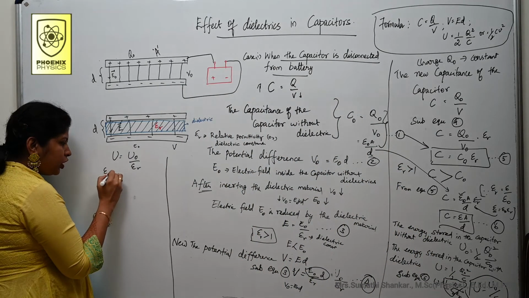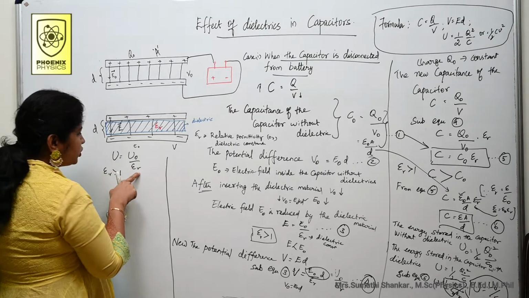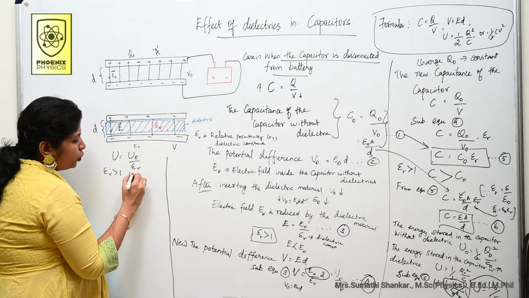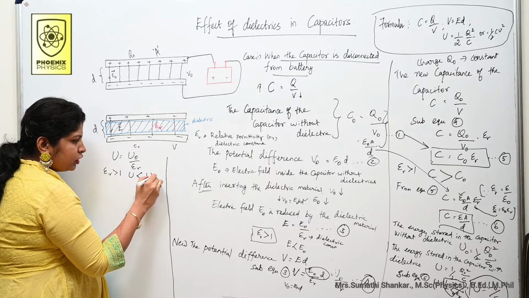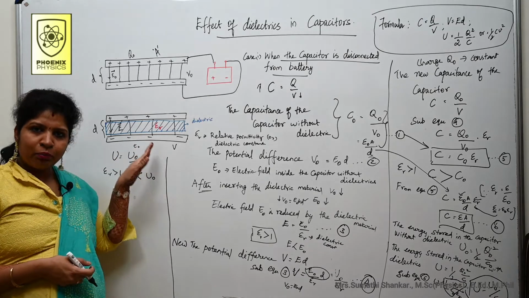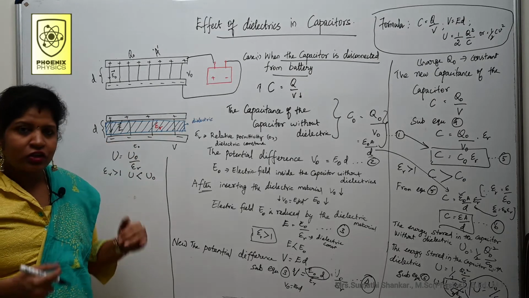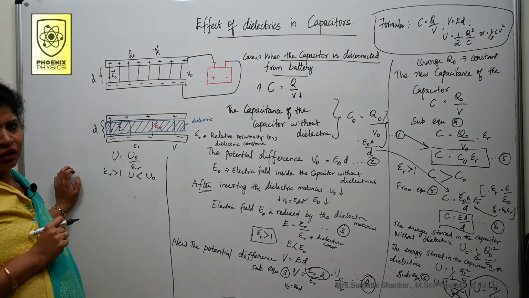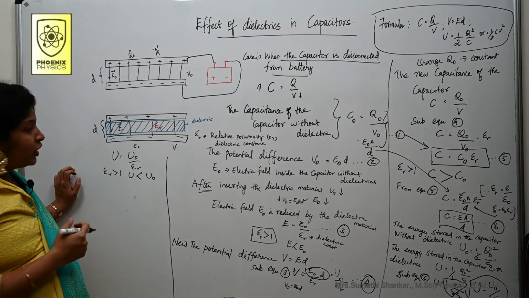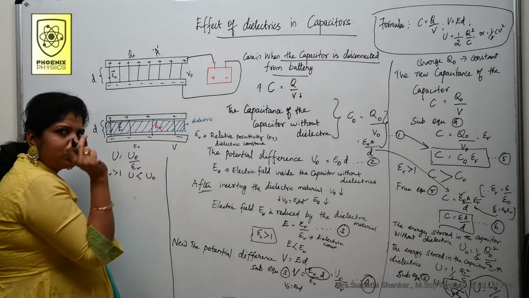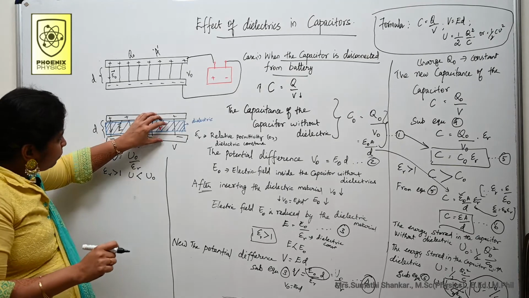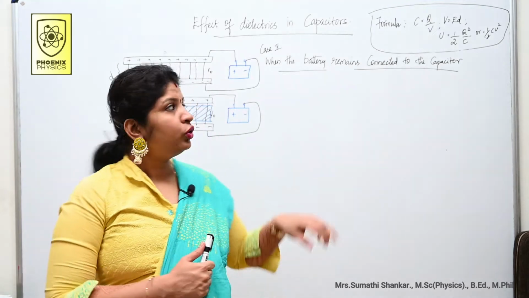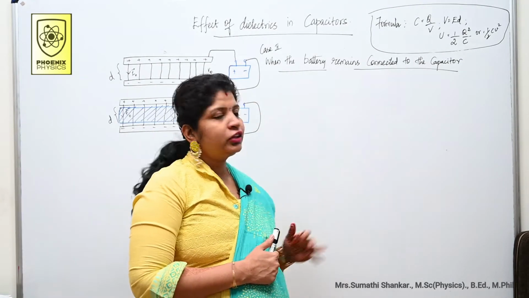Here also epsilon R is greater than 1, which means U and epsilon R are inversely proportional. So U is less than U naught. The energy stored in the capacitor is decreased when the dielectric is introduced between the plates of the capacitor. Why? Because the capacitor spends some energy to pull the dielectric inside. This is your conclusion. Case 2, when the battery remains connected to the capacitor.